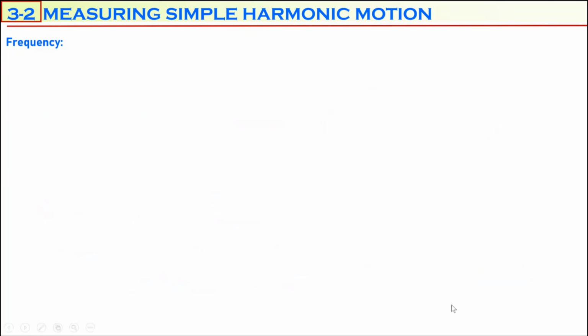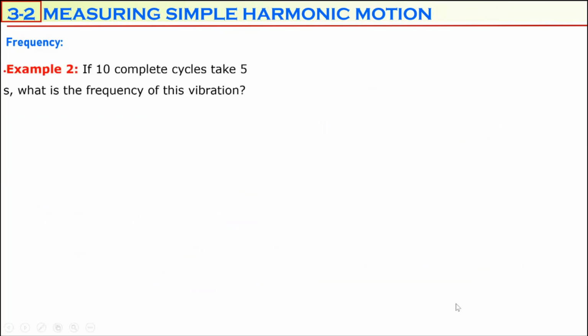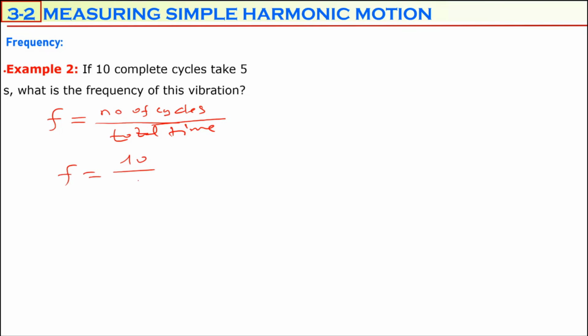And questions. If 10 complete cycles take 5 seconds, what is the frequency of this vibration? Let's use the equation. Number of cycles divided by total time will give us the frequency of this vibration. There are 10 complete cycles. In how many seconds? In 5 seconds. So the frequency is 2 Hertz for this question.